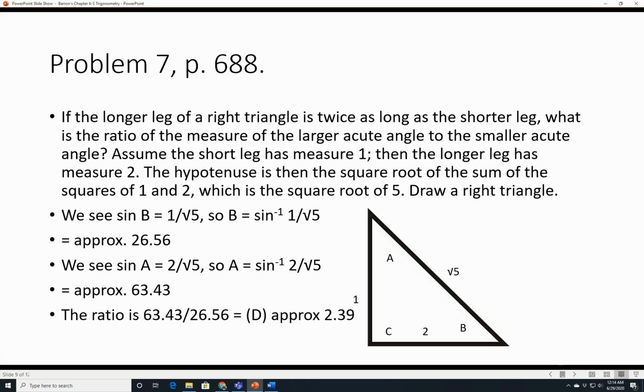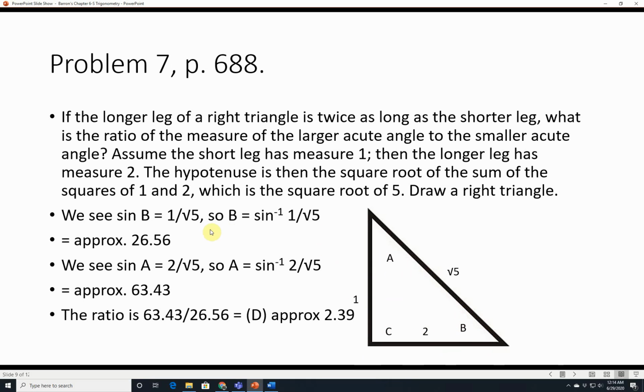Problem 7, 688. If the longer leg of a right triangle is twice as long as the shorter leg, what is the ratio of the measure of the larger acute angle to the smaller acute angle? Okay, so the larger acute angle is going to be across from the longer leg. So that would be A here, since we're saying this is 2, this is 1. No, it's not drawn to scale. Sue me if you don't like it. B is going to be across from the shorter leg.